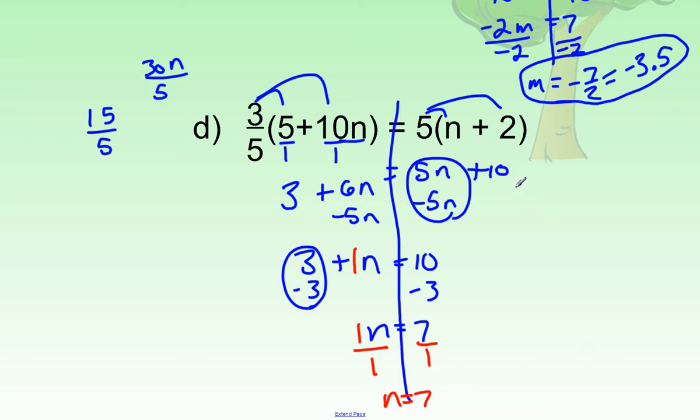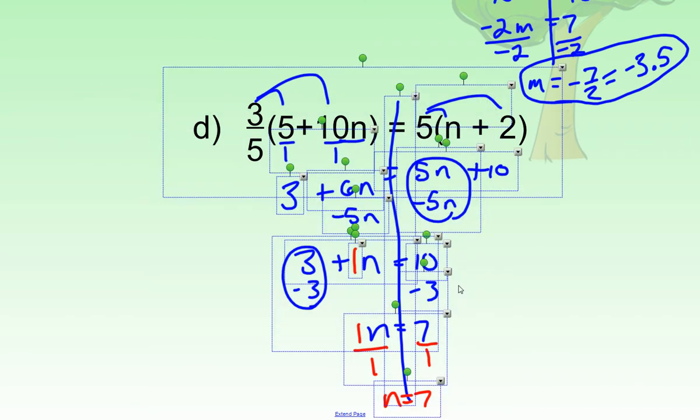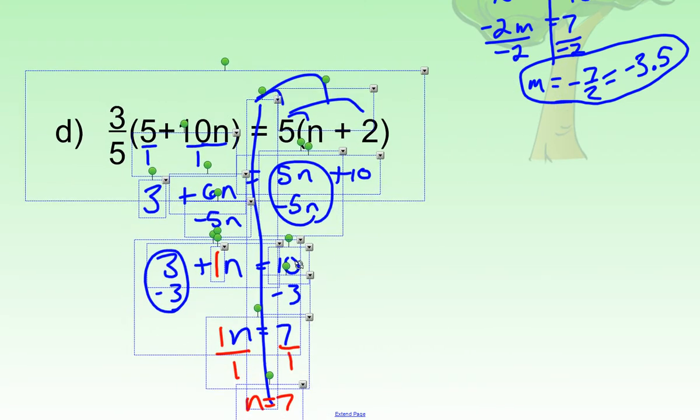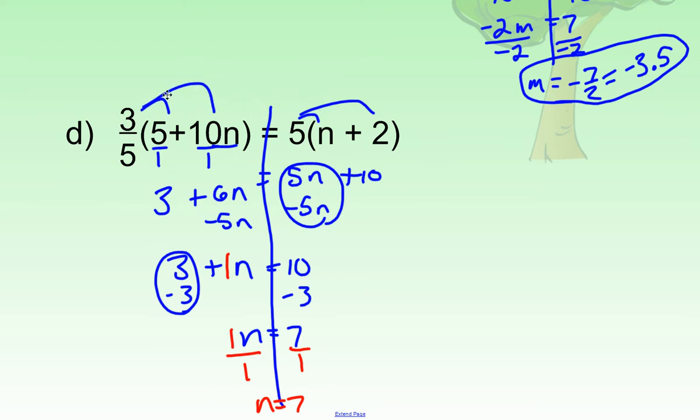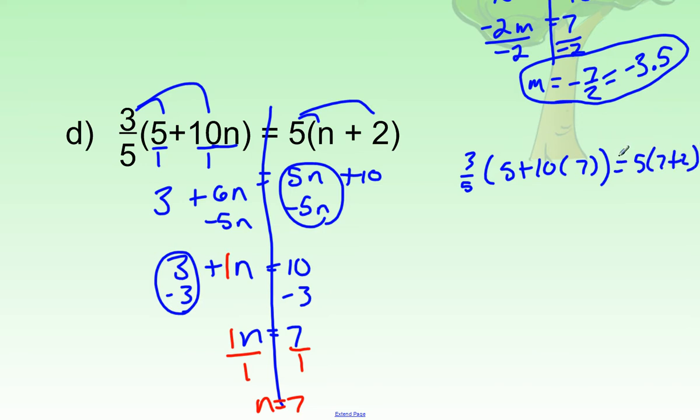All right, so let's check our answer. I'll move everything over here. So let's get rid of these two. Take this whole thingy and slide them this way. That's all right. You can come along too. All right, so checking our work. So we got 3/5 times 5 plus 10 times 7 equals 5 times 7 plus 2.